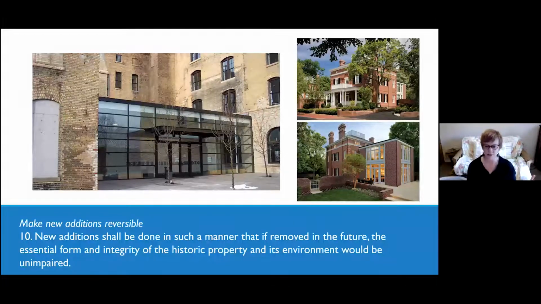So here we have a rear addition that's all glassy and great and minimally connected to the historic building. So great, you could easily remove that glass addition and would have minimal impact. You also see a large rear addition, but minimally attached at the rear. So that is also one that could be easily reversed.